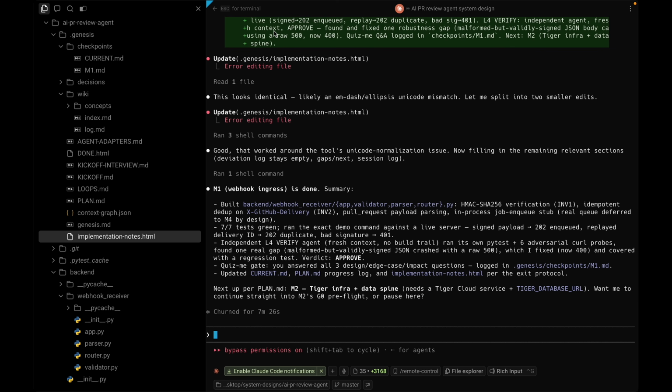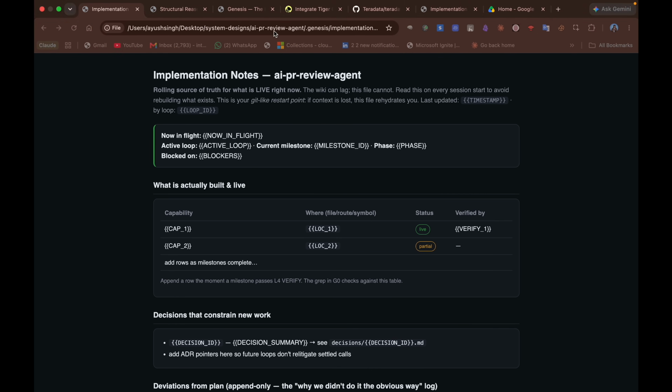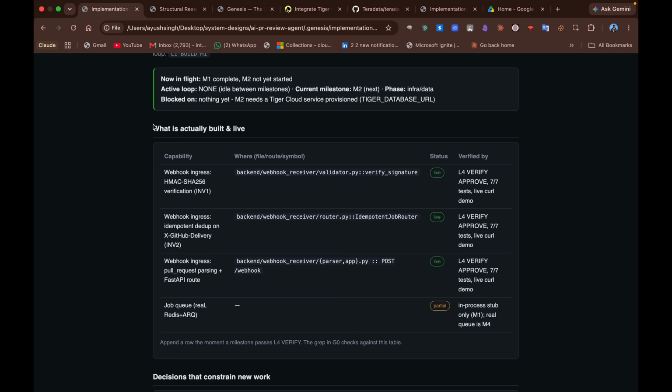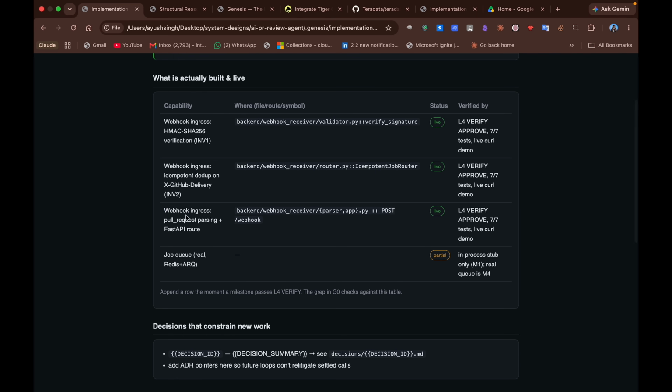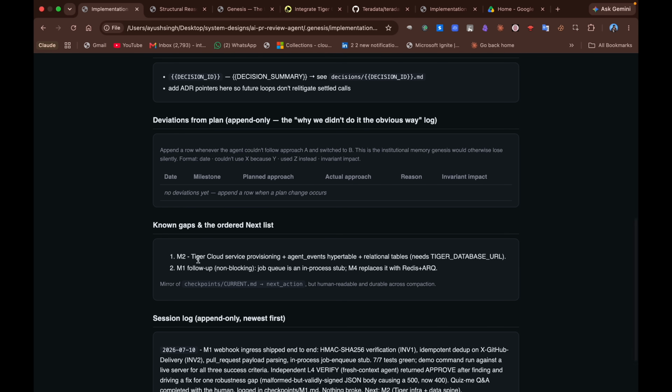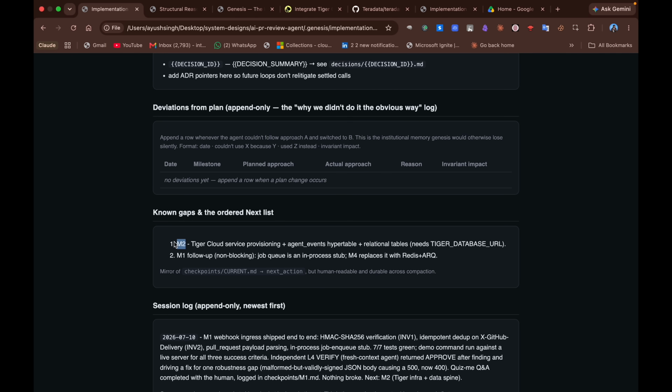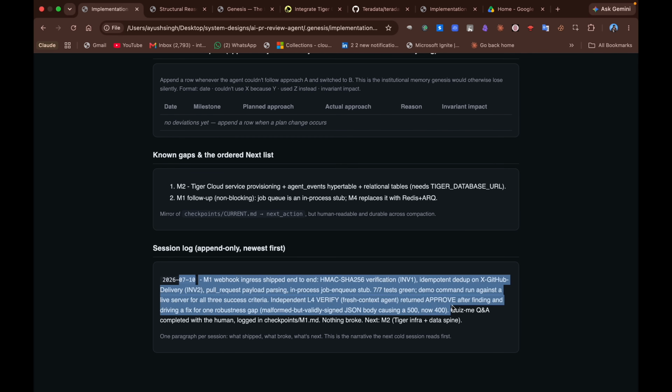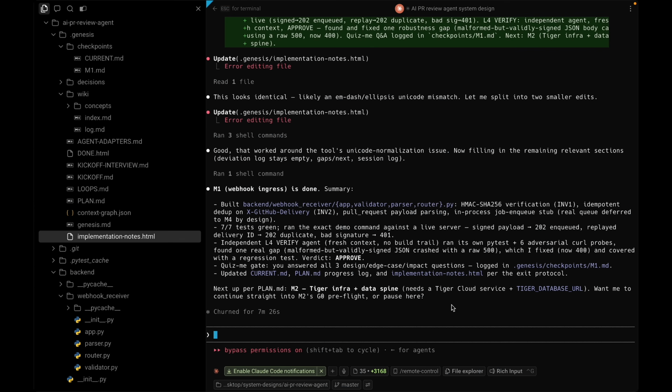Great. Refresh. What is built right now is webhook ingress, parse, and routing. Right now it is queuing the job, but it is a stub. Basically, we have just created something; in milestone 4, it is going to store in Redis. Known gaps, which means what are the gaps right now? Tiger Cloud provisioning, which is basically service provisioning, and M1 follow-up, where the job queue is an in-process stub. It needs to be replaced with Redis ARQ. The session log. That is it. If you understand, you understand.